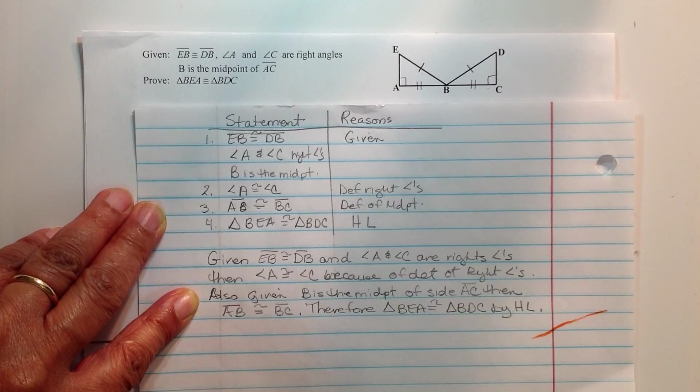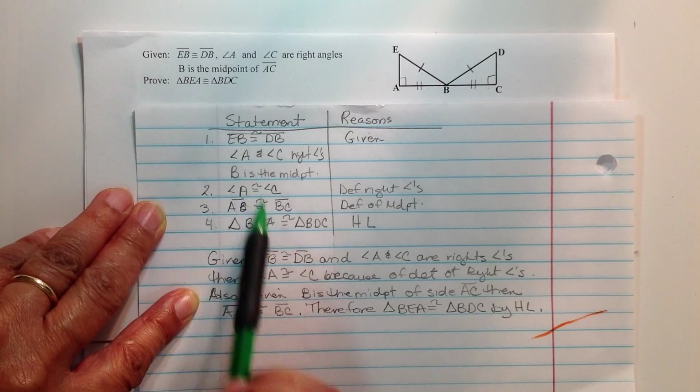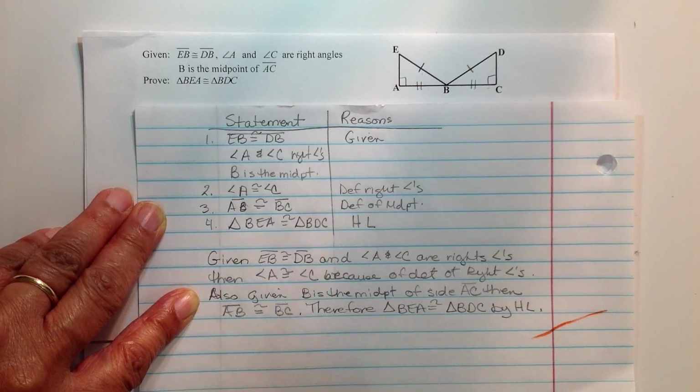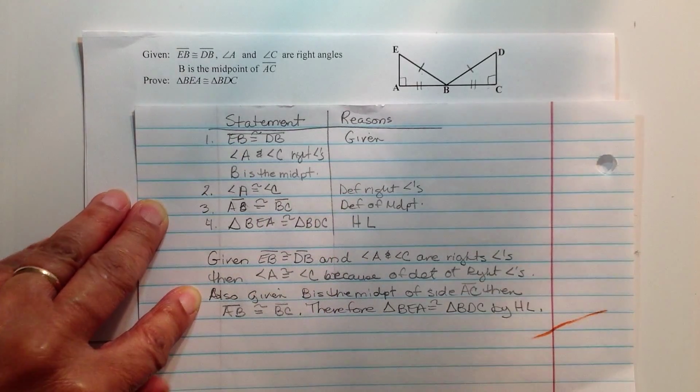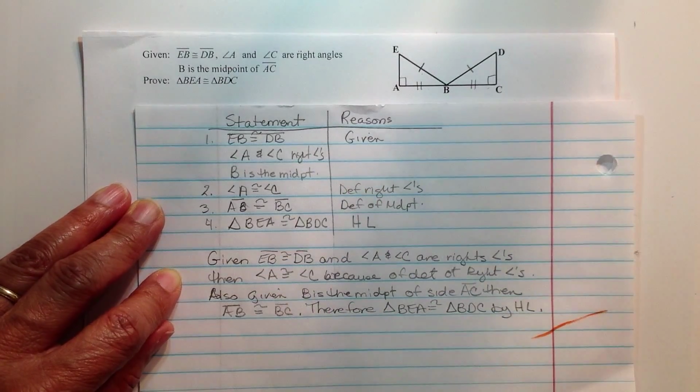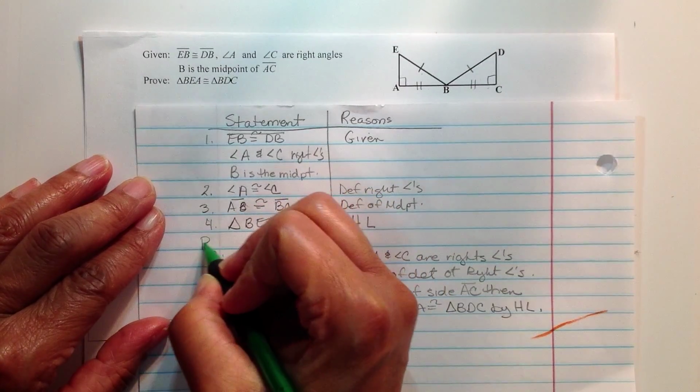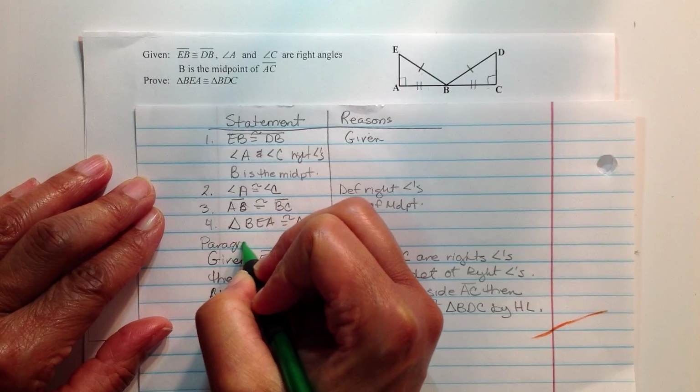You really are just trying to support each thought with some supporting reason, just like you do in a two-column proof. So I wanted to do that example also for you. This is called a paragraph proof.